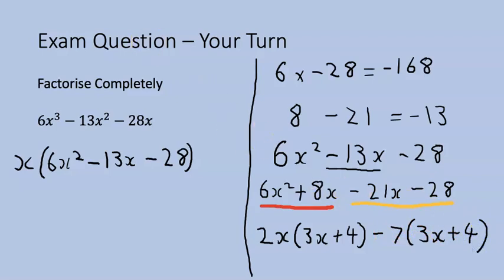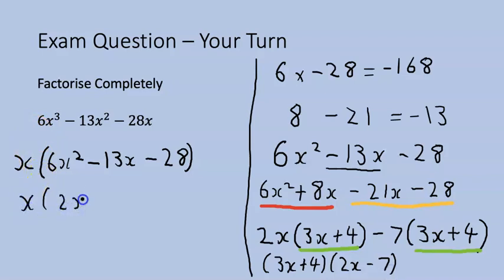Close the bracket. I've now got 3x plus 4 here, 3x plus 4 here. So all I need to do is write 3x plus 4 and then 2x minus 7, and then bung that here. And I'm done. Please note as well, I'm just writing it the other way around, which is fine.